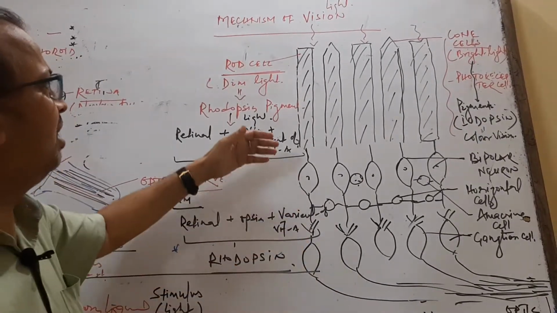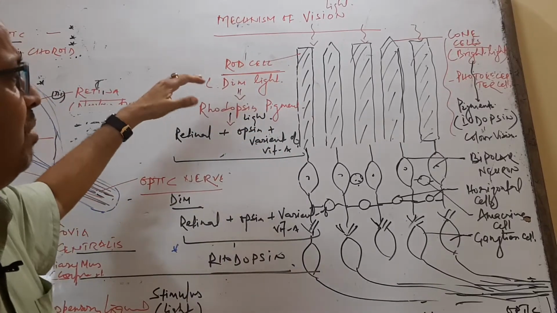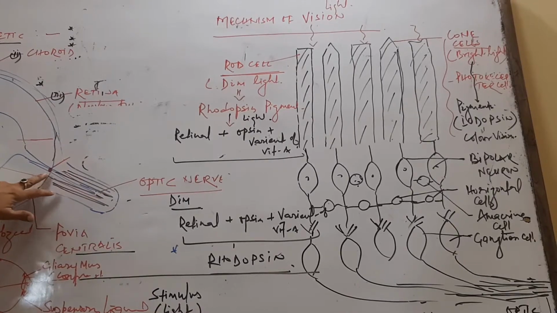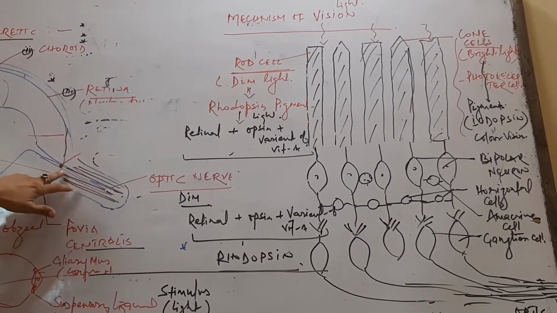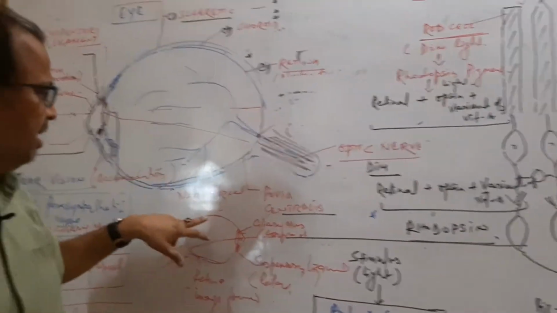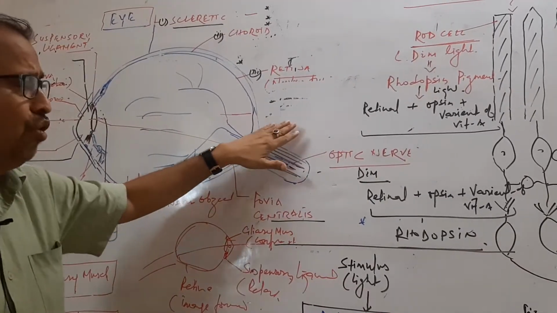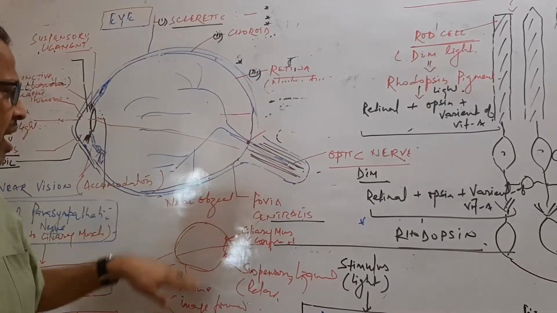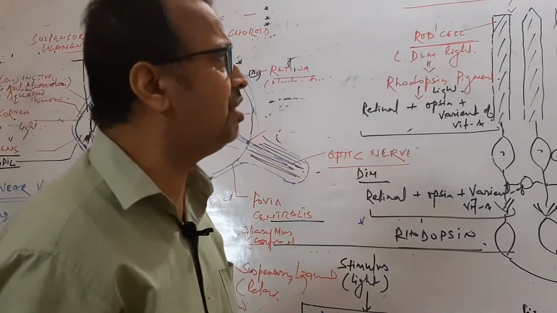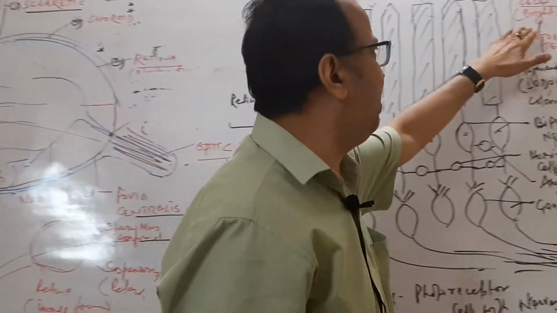So this is the tapetum layer of the retina, the inner layer, where there are two spots: first the blind spot and the yellow spot. In the blind spot no rod and cone cells are present, and in the yellow spot only cone cells are present, which are responsible for bright vision.